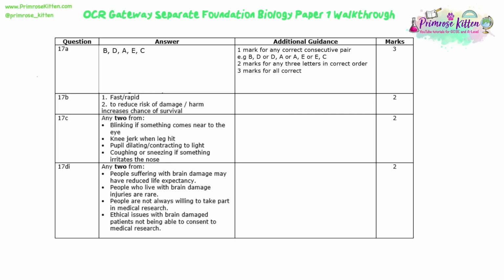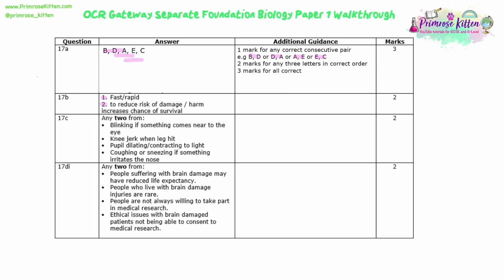Okay, so here's the mark scheme for question 17. For question A, if you got any of those letters in pairs in the correct order, you can have 1 mark. If you got that order wrong, you can have 2 marks if you got any 3 letters in the correct order. So if you got BDA, DAE, or AEC anywhere in those boxes in that order, you can have 2 marks, and you get 3 marks if you got them all correct. So obviously if you got them all correct, you get 3 marks, and then you only need the other instructions if you didn't get them all right.